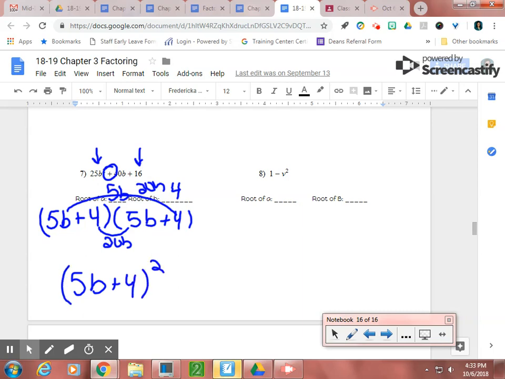Okay, so looking at our last one, what I would do on this is I would rewrite it in standard form, in order, like this. So I just flip-flop those around, kept the signs with them. Then what I would do is divide by negative 1. If you divide everything by negative 1, you get v squared minus 1. So now we have a problem that we're used to seeing. The square root of v squared is v, the square root of 1 is 1, and you know that there's two parts to this, so this is v plus 1 and v minus 1.